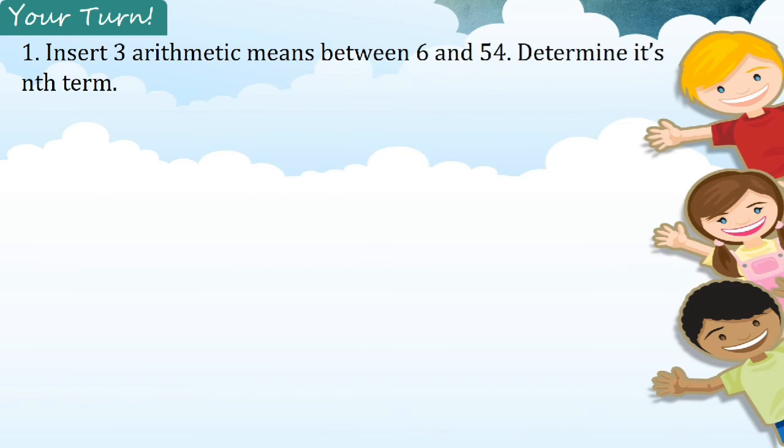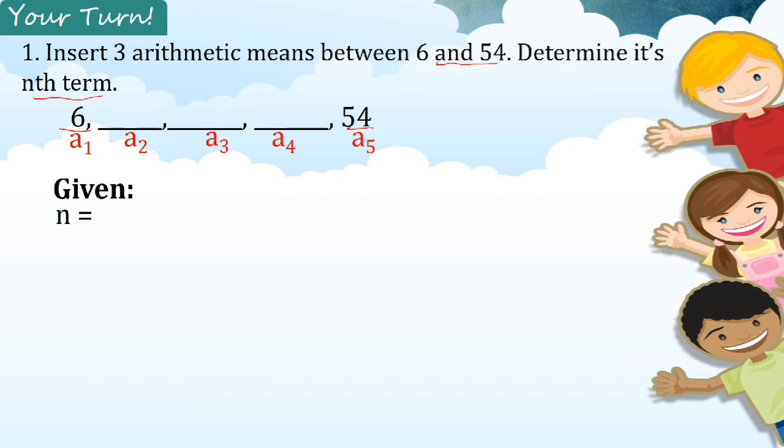Let's check. For number 1, insert 3 arithmetic means between 6 and 54. Then determine its nth term. Okay, so if our first term is 6, last term is 54, and we're going to insert 3 arithmetic means, it means that we have 5 terms in all. Therefore, the value of n is 5, and the last term, or a sub 5, that's 54.